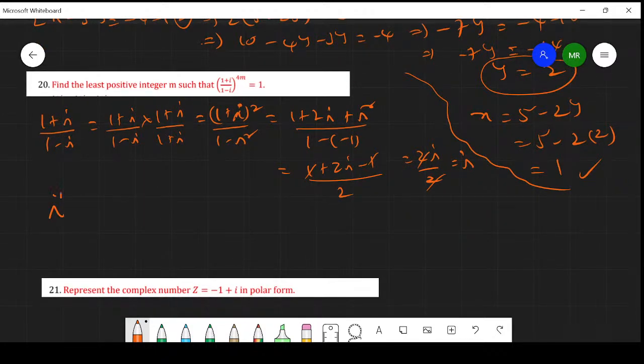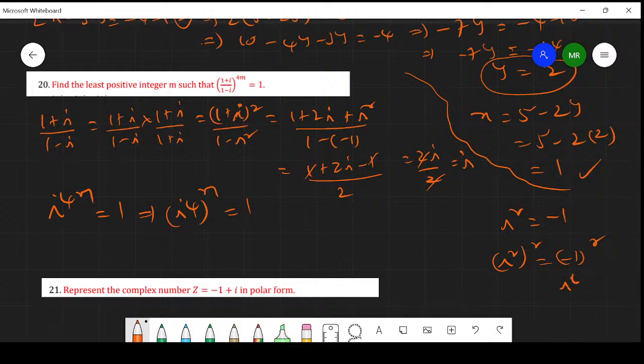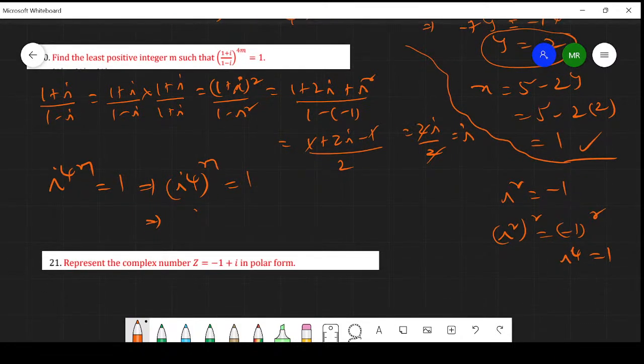Now i power 4m is equal to 1. What is the least value of m? We can also write this as (i power 4) whole power m is equal to 1. But we know that i square is equal to minus 1. Squaring on both sides, (i square) whole square is (minus 1) whole square. It will be i power 4 is equal to 1. We got i power 4 is equal to 1.